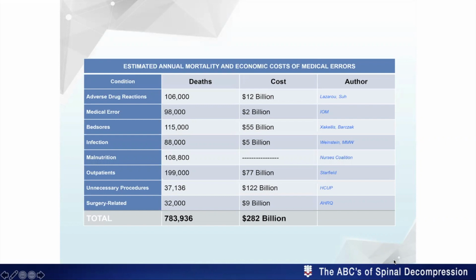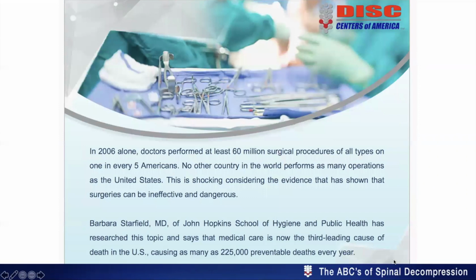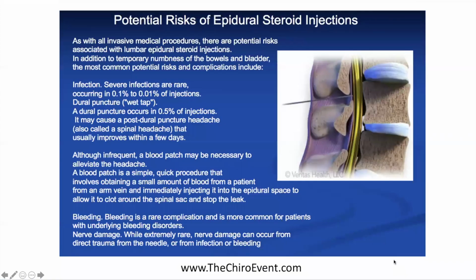If you ask who the author of this is, I'm giving you that too, the numbers and the author. Unnecessary procedures: 37,000 at a cost of $122 billion. Surgery-related: 32,000, at $282 billion. That's the estimated annual mortality economic cost of medical errors. We need to not just focus on a virus. We need to focus on how we can help people avoid surgery, because surgery seems to be the problem here.